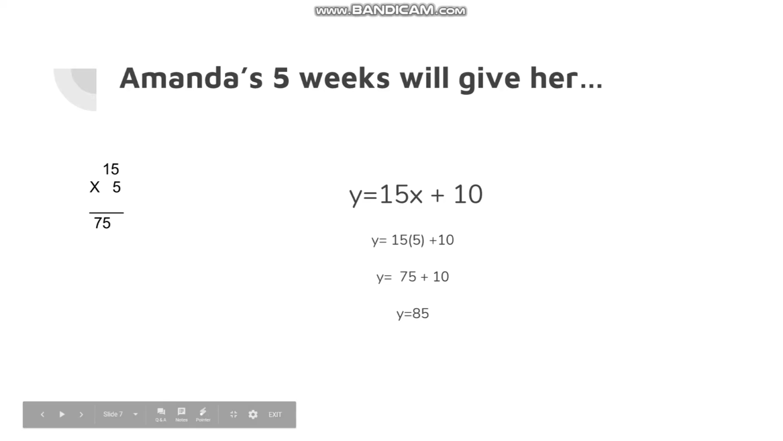Alright, so here we have our basic equation, and we're going to substitute x for 5 and put parentheses around it so we signify multiplication. And so 15 times 5, as you can see over here, is 75. And then you'll add 10 to it, which will make y equal 85. So Amanda will have $85 by 5 weeks.